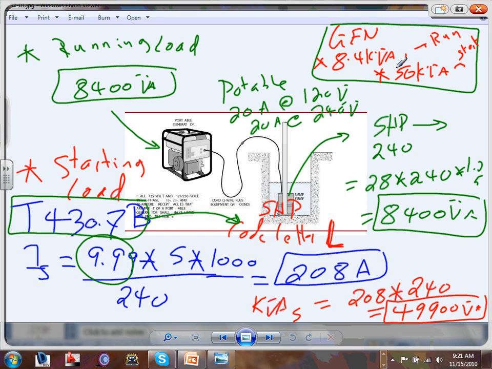Did we do it right? 9.99. So you're looking at 5 horsepower and it gives you that. Yes. You're looking at the L. If you look at L in the table, go all the way to the L, you find the 9.99. Any question?